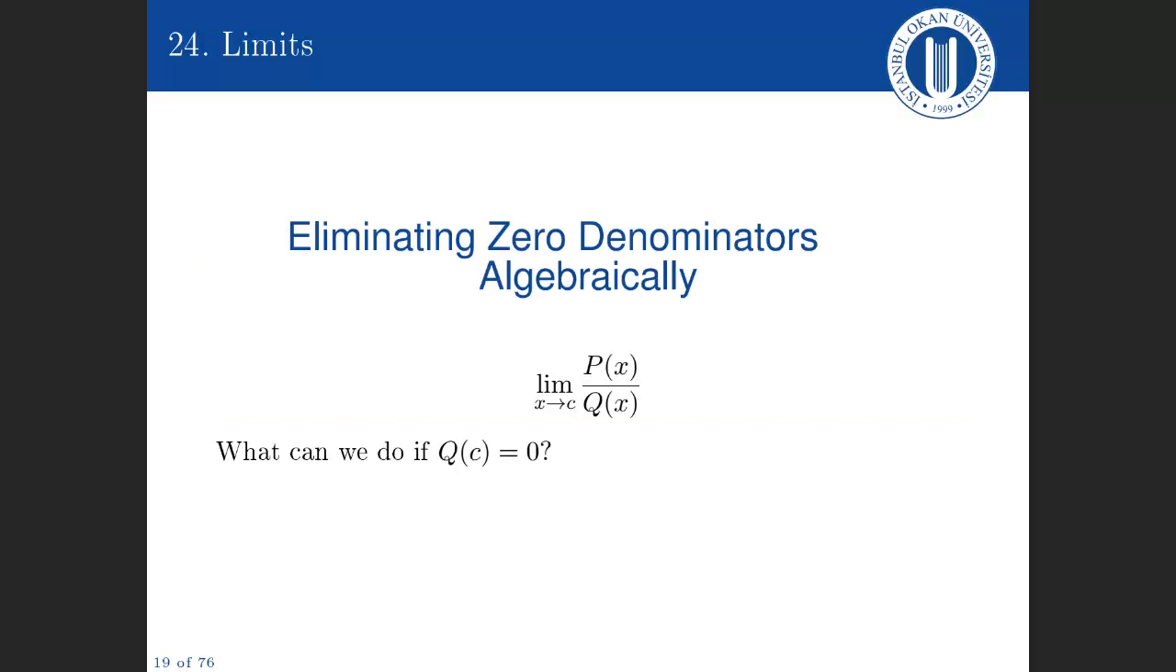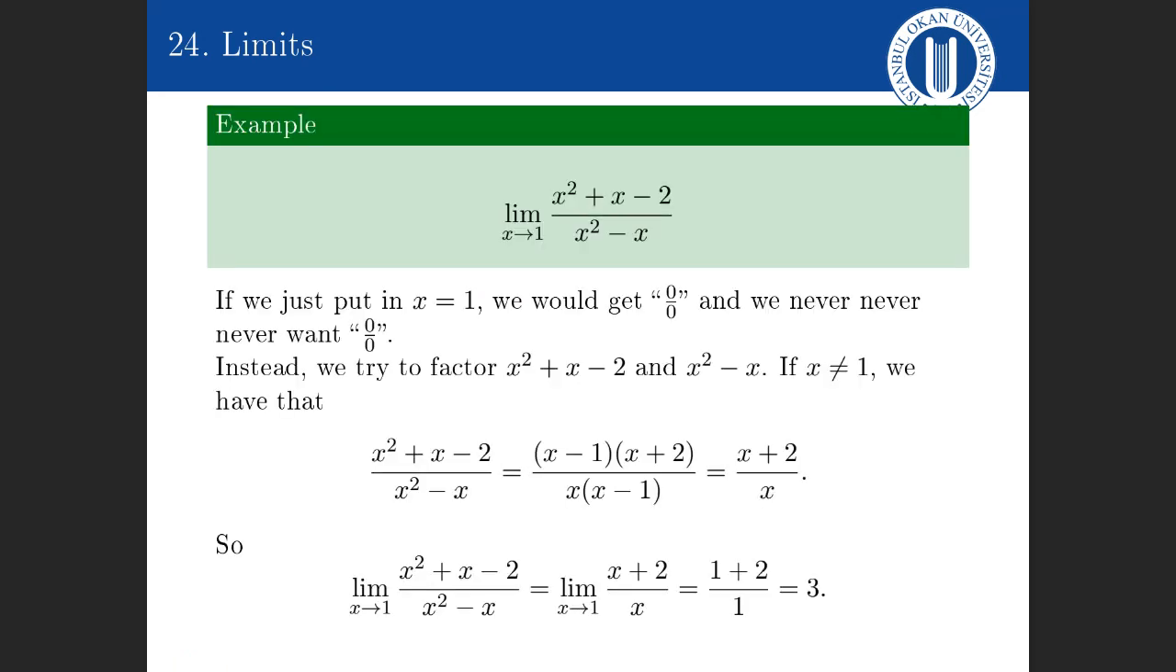But what do we do if we do have a 0 on the bottom? How do we calculate the limit as x tends to c of p of x divided by q of x if q of c is equal to 0? The answer is we cancel the zeros algebraically.